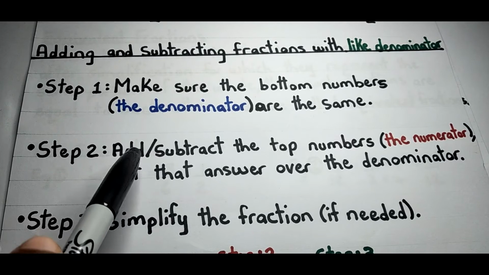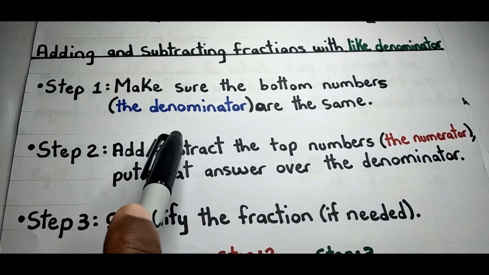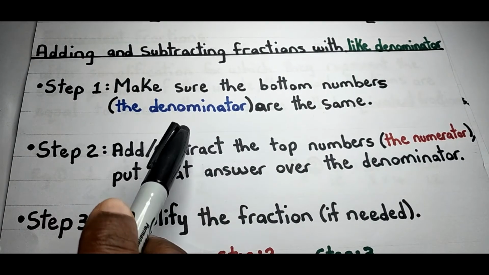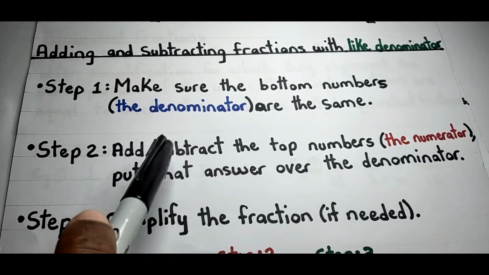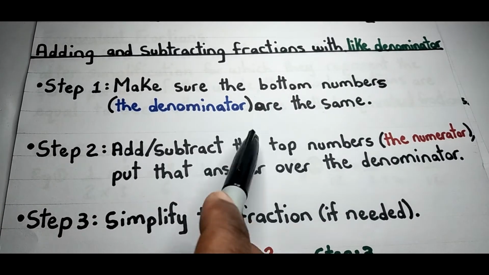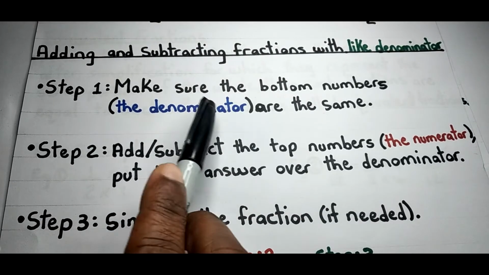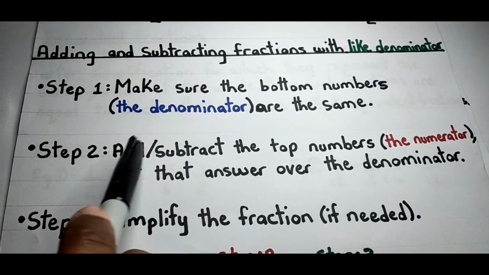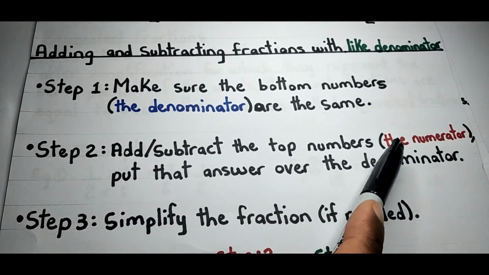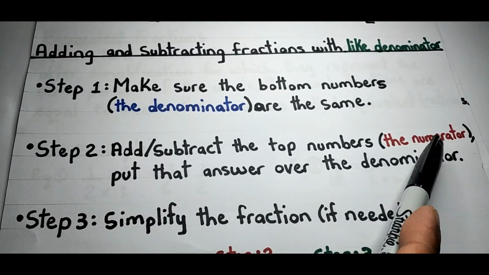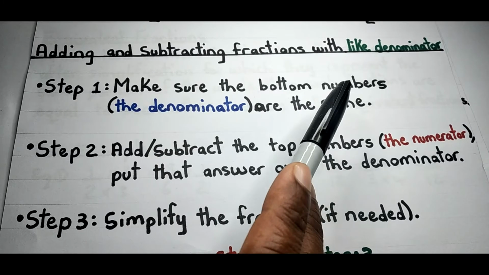Step 2, we add or subtract, depending on which one we're doing. Adding and subtracting is pretty much the same thing. The only difference is that the signs are different and we know how to treat each sign. But the same thing is required for both. So we add or subtract the top numbers. Once the denominators are the same, given the operation we have to deal with, let's say an addition, we add the top numbers, which means the numerators, and put that answer over the denominator. That would be the common denominator.